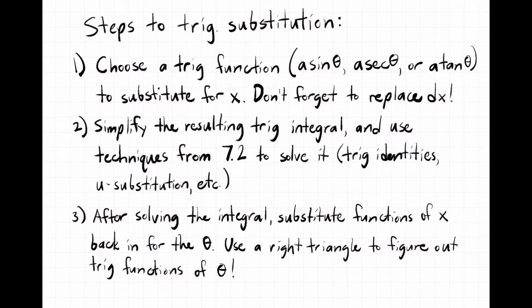And since you'll have an integral involving trig functions, you can use all the techniques we talked about in section 7.2, using trigonometric identities to modify the integral, using a u substitution usually to get that to work, and so on and so forth. Once you have that integral solved in terms of theta, your last step will be to replace those functions of theta back with functions of x. And generally speaking, when you're doing this, you may need to use a right triangle that represents the relationship between x and theta to help you replace various trig functions of theta with other functions of x.